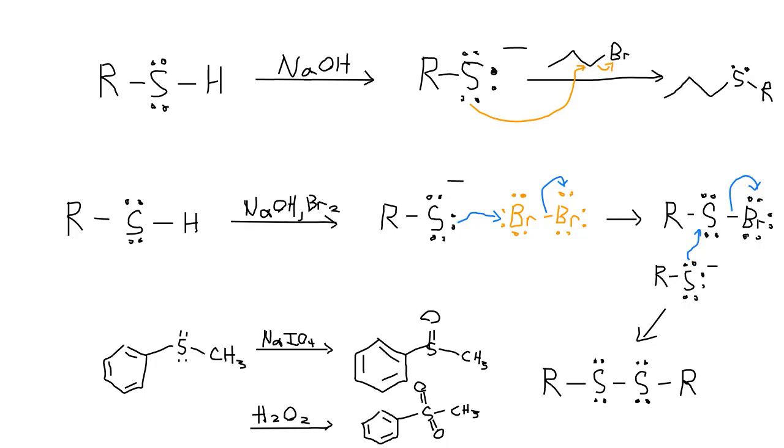Another interesting factor with the thiols is they can be used as alkylating agents, and this is pretty interesting because essentially sulfides, these sulfur ethers, can actually attack.